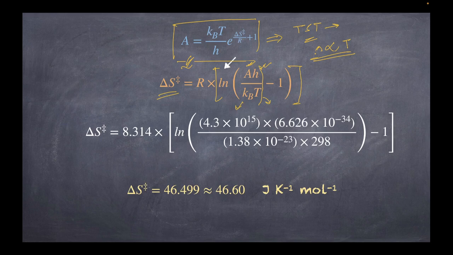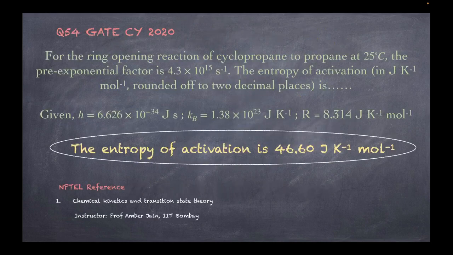T is the absolute temperature. The reaction is happening at 25 degrees centigrade, which in the Kelvin scale is 298 Kelvin. So we also know this value. After putting all these values in, the delta S double dagger is 46.499. After rounding to 2 decimal places, we get 46.60. The unit of entropy is joule per mole per Kelvin. So for this question, the entropy of activation will be 46.60 joule Kelvin inverse mole inverse.